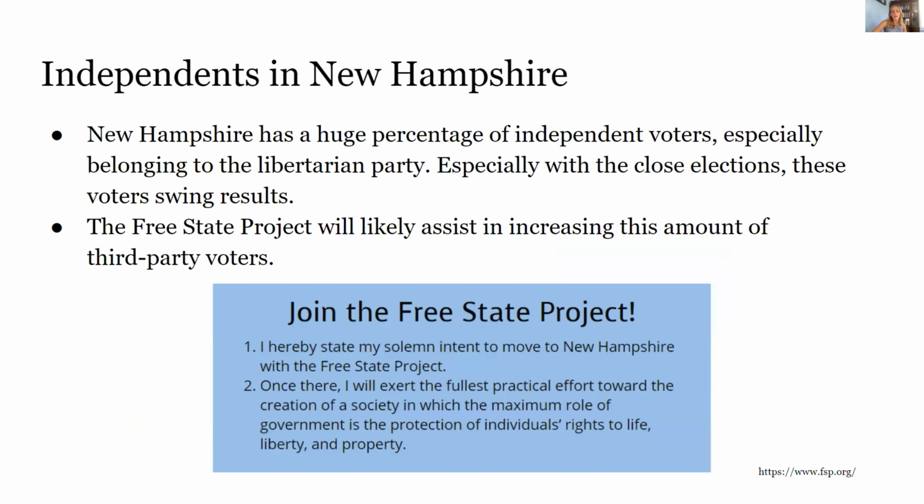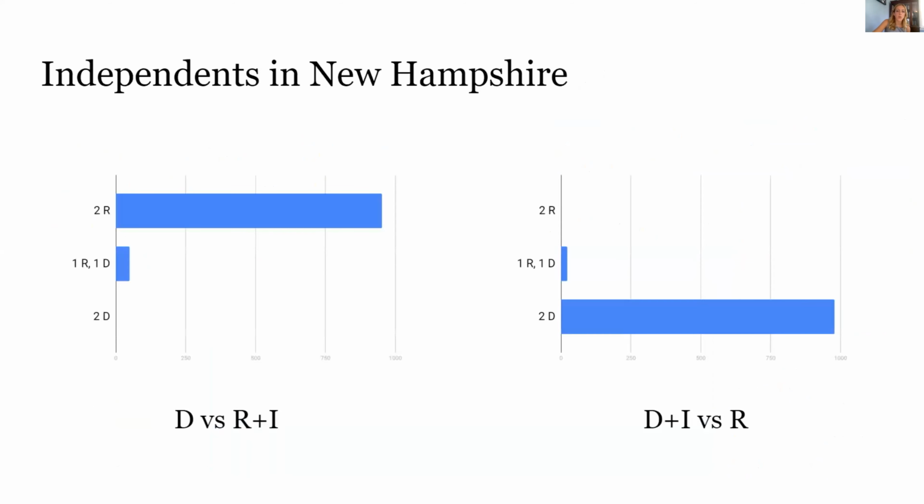There's a large number of independents in New Hampshire, and part of this is due to the Free State Project, which recruits libertarians to move to New Hampshire and bring their politics with them. So there's a huge percentage of independent voters that swing election results because they're voting for a third party. Along with running the Democrat versus Republican Jerry Chains, we also ran Democrats versus Republicans plus independents, as if all of the independents suddenly decided to vote Republican, and Democrats plus independents versus Republicans, to see how much this really did influence elections.